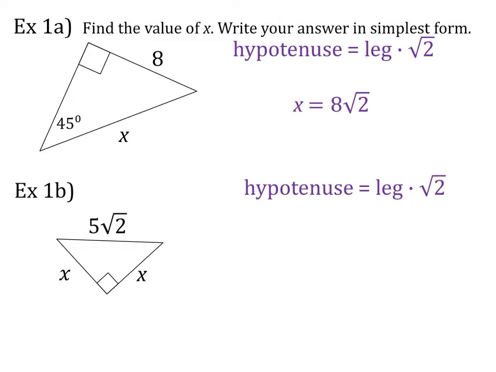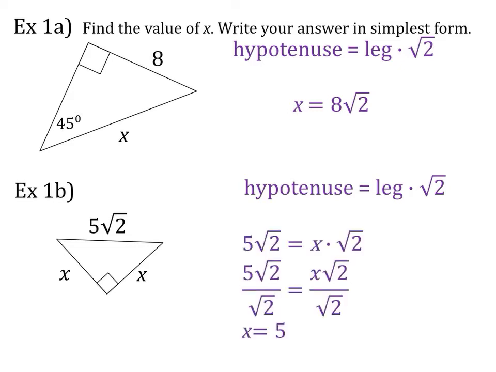All right, example 1b. Again, it's a right triangle, so we use our special equation, and then we substitute. So we get 5 square root of 2 in place of the hypotenuse, and then we have x in place of the leg, and it's always times square root of 2. So in order to solve for x, we've got to divide by square root of 2 on both sides. And what we see is that the square root of 2's will divide each other out to be 1. No more square root of 2's. That leaves us with a length of our leg is 5.